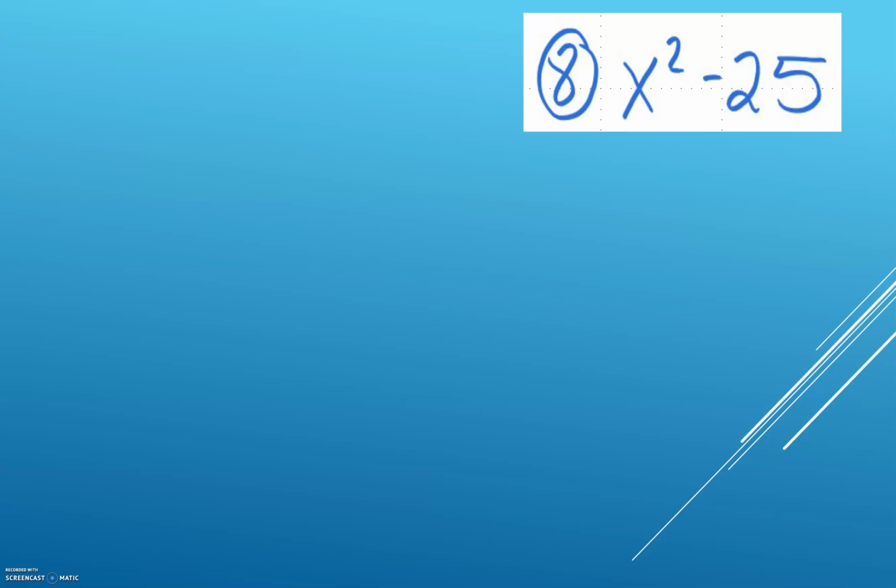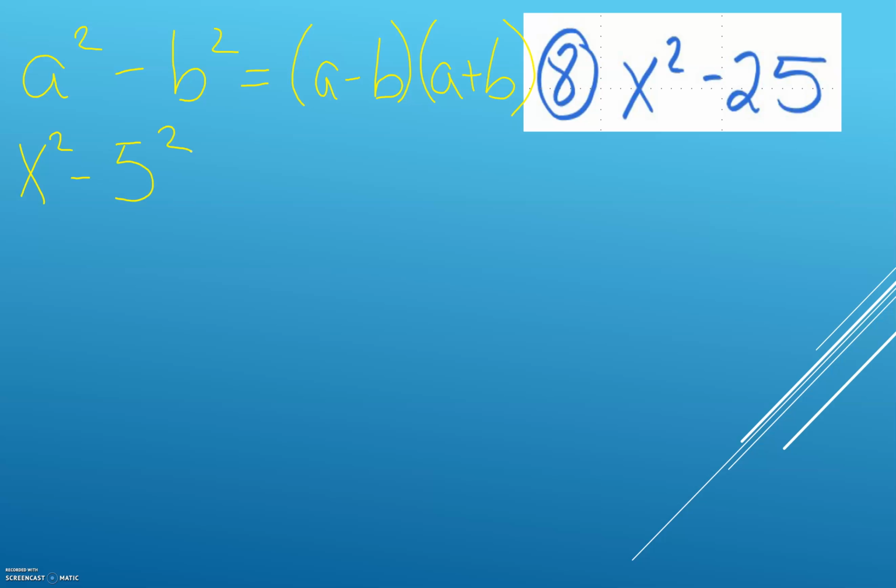Next up is number 8. Number 8 is x squared minus 25. It's a difference of two squares. Now we have a formula, a squared minus b squared equals a minus b times a plus b. So I could think of this as x squared minus 5 squared, since 25 is 5 squared. And so that could be rewritten as x minus 5 times the quantity x plus 5.